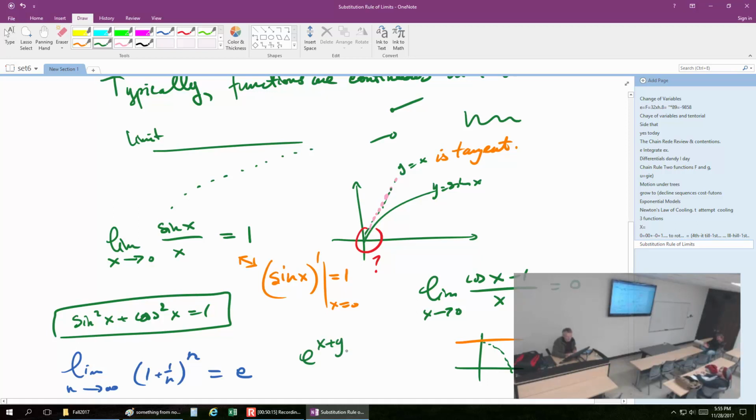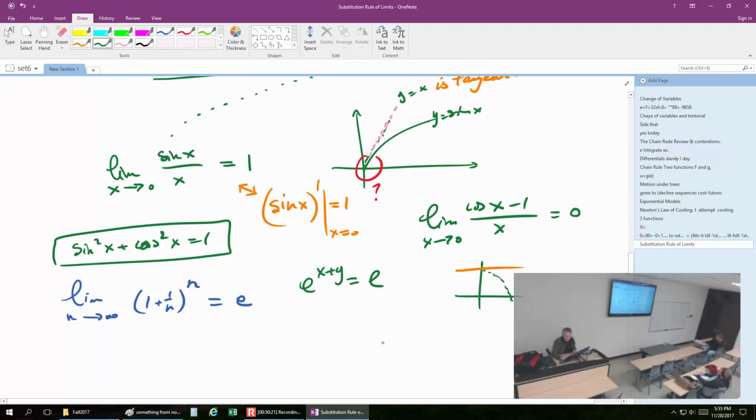So e to the x plus y is equal to what? That's right. So this kind of property you need to remember, and they have only for the exponential function, and there is the same for the logarithm. So it is certainly, hopefully, you made some progress in that direction.